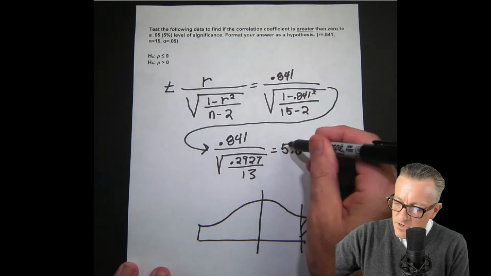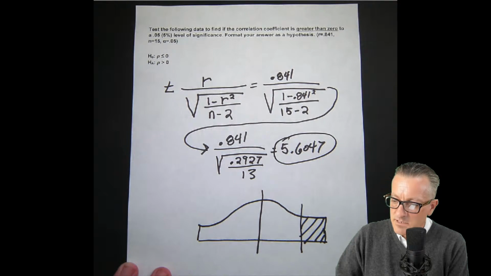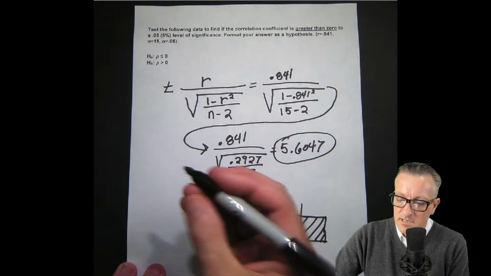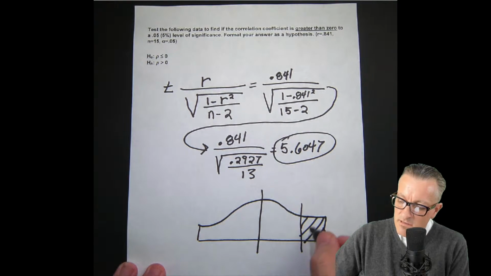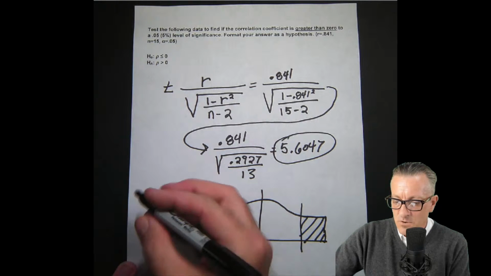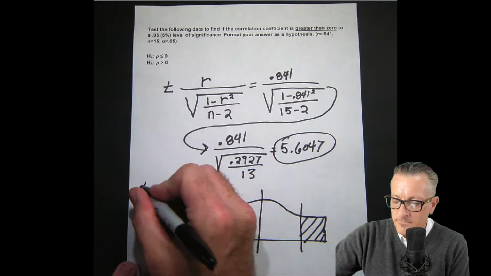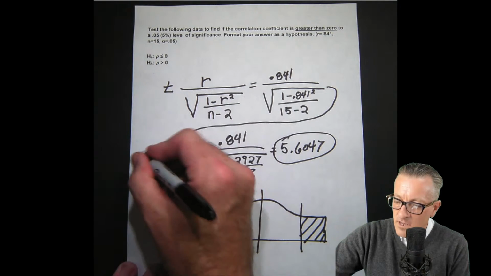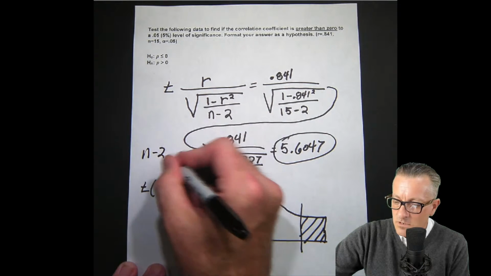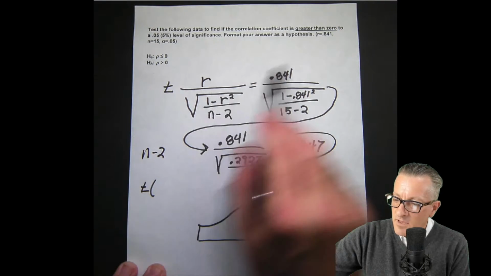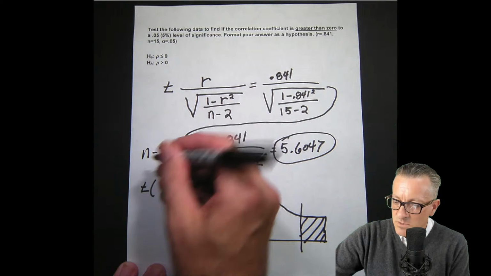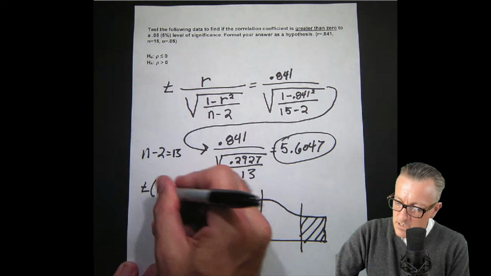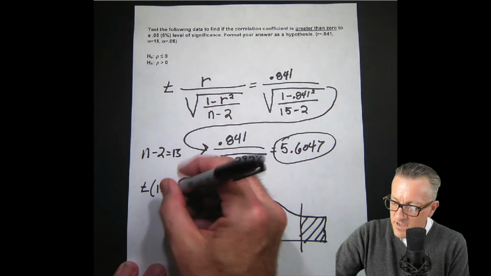So this is our calculated statistic. We need to figure out what our critical cutoff statistic is, where the beginning of this rejection zone starts. So we have T, and as I mentioned before, our degrees of freedom are n-2. So for this one it's 15 minus 2, so we end up with 13, and we have 13 to the 0.05.